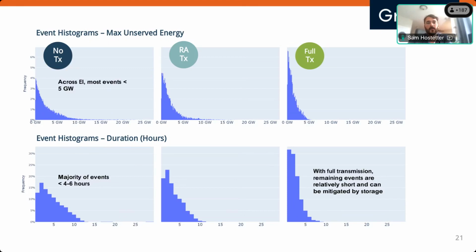You see a similar story when looking at the duration of events. The majority of events happen in the 4 to 6 hour range. And with full transmission, the remaining events are relatively short and can potentially even be mitigated by shorter duration storage.